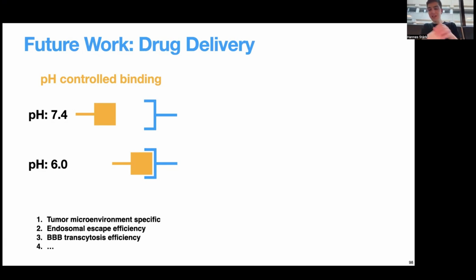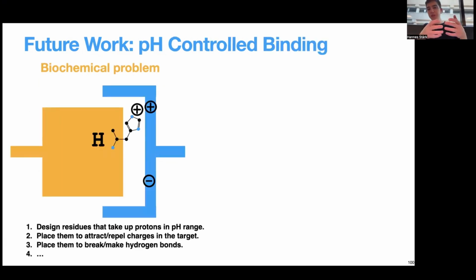And I think there is now actually a lot that we can do for reasoning about this biochemistry problem. What are the residues that change their properties as the pH changes, like changing their charge? And then how can we place them correctly with respect to charges, for example, in the target, such that we make or break interactions at the threshold that we want? All the computational work that I've seen done in that space so far is randomly placing more histidines, like increasing the histidine bias in our inverse folding model, and then looking at whether it happens to make interactions with the target.